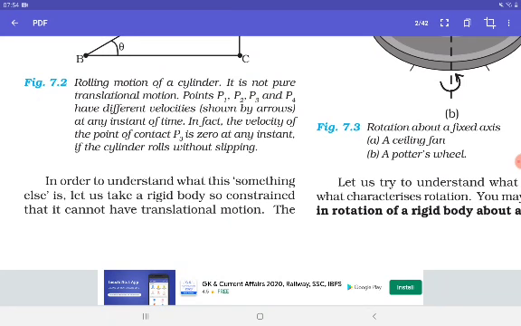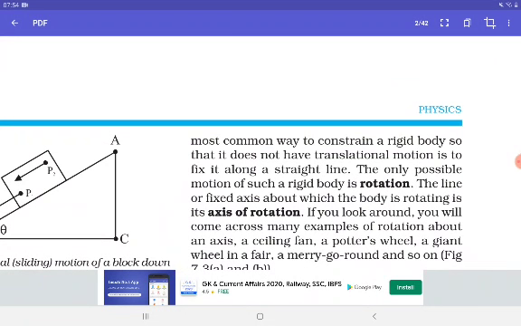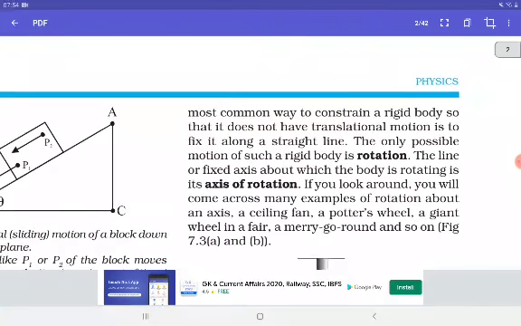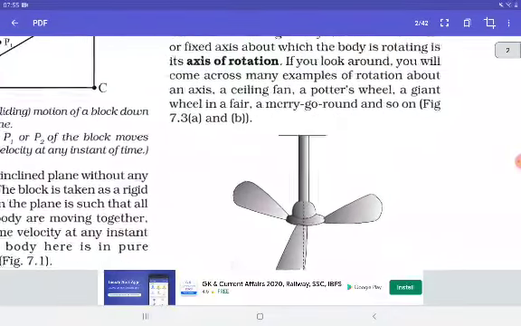In order to understand what this something else is, let us take a rigid body so constrained that it cannot have translational motion. The most common way to constrain a rigid body so that it does not have translational motion is to fix it along a straight line. The only possible motion of such a rigid body is rotation. The line or fixed axis about which the body is rotating is its axis of rotation. If you look around, you will come across many examples of rotation about an axis: a ceiling fan, a potter's wheel, a giant wheel in a fair, a merry-go-round, and so on.